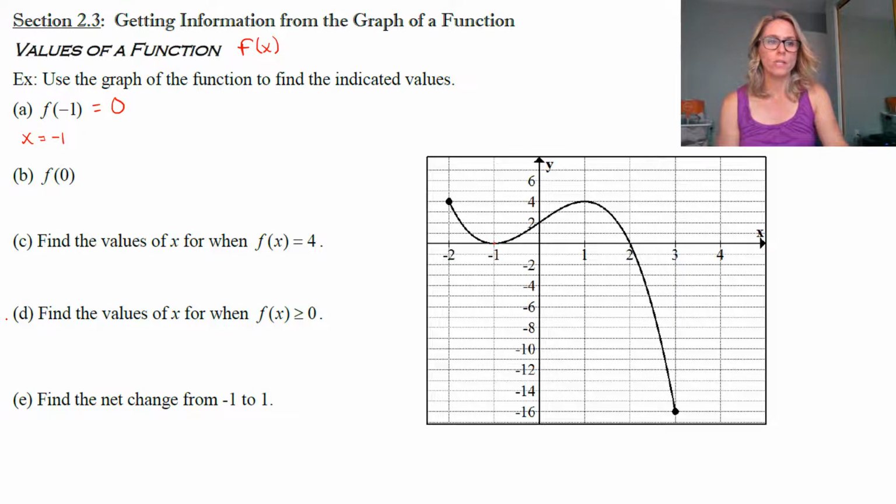So we're just using the point. Then the next question is f of 0. See if you can do the same thing. This is telling us now x is 0. What is the y value when x is 0? Take a look. Hopefully you can see that it is 2.